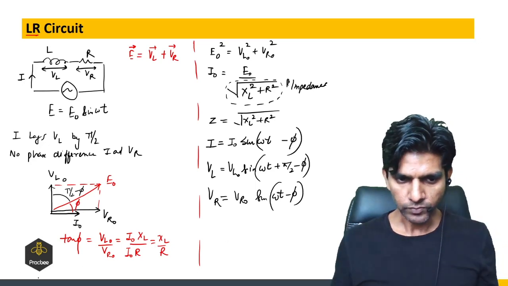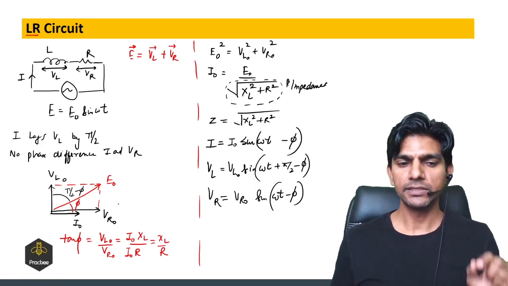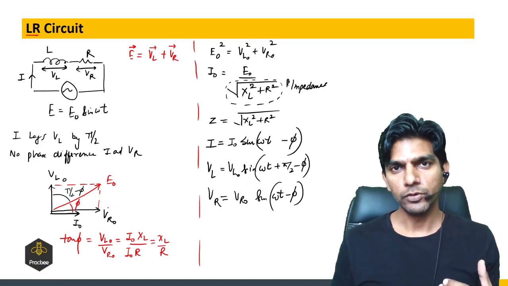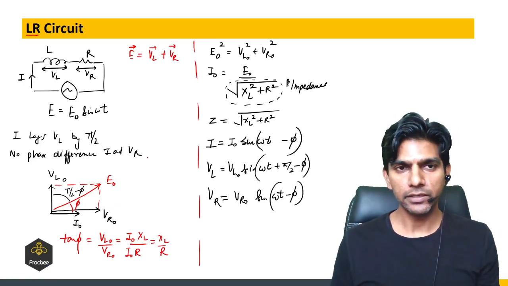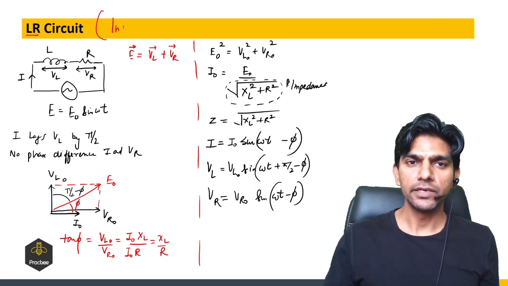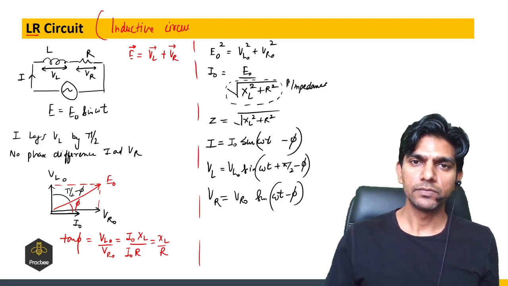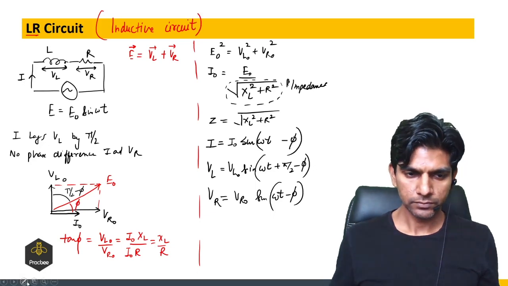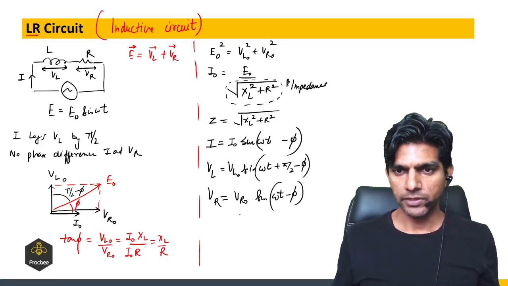So we should remember, in this case, the current is lagging behind the voltage with an angle which is less than 90 degrees. Such circuits are known as inductive circuits. So it is an inductive circuit. That we have to remember.